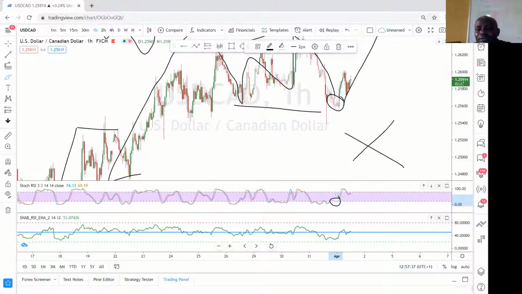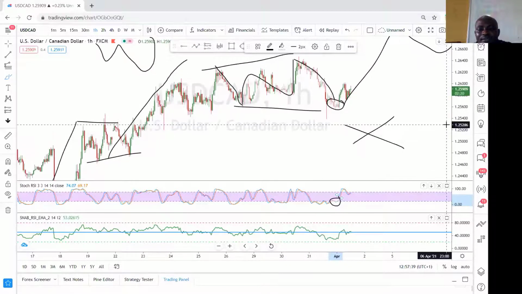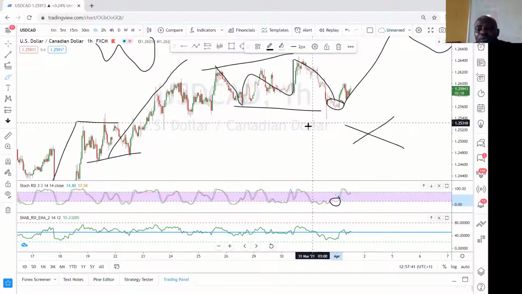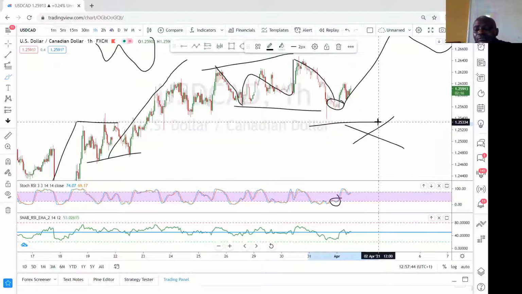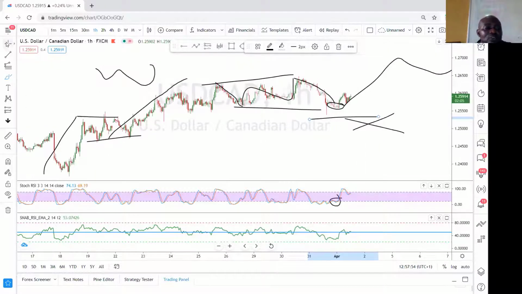Boom. Okay. Best entry was there. But if you know you want to buy, put your stop loss here. Put your stop loss at 25.33 and you buy at 25.91. That's about 50 something pips. Okay, and target the level I showed you.